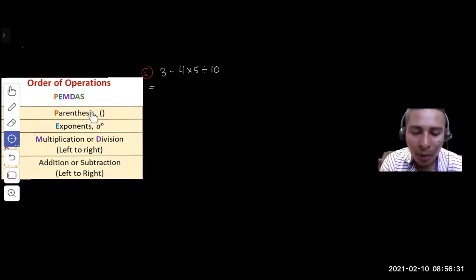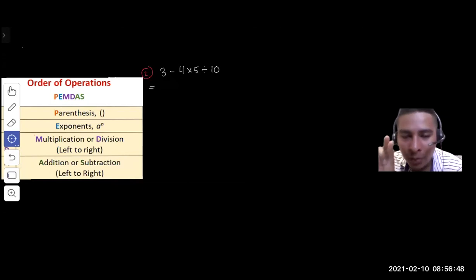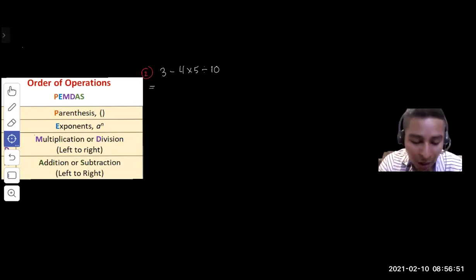Parentheses, is there any parentheses in my operation? No. Is there any exponent? In this moment, we don't have any exponent. Okay, let's move on. Do we have any multiplication or division? Yes, we have both of them. We have to be cautious here. We go by whichever appears first from left to right. It doesn't mean that the division or the multiplication has to be first. It's the first one, which could be either multiplication or division.